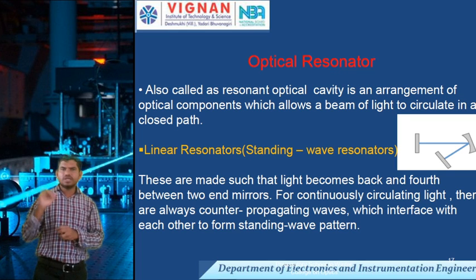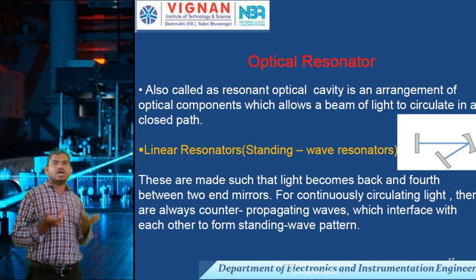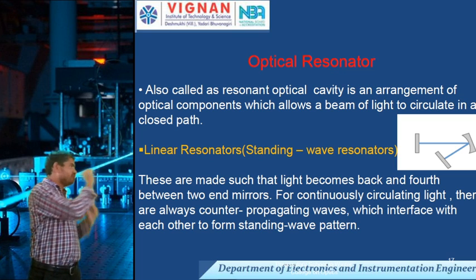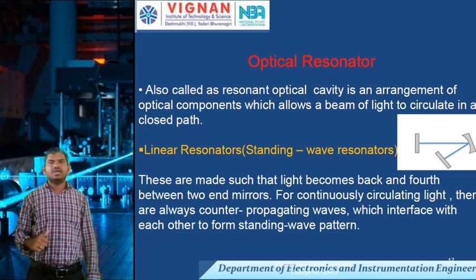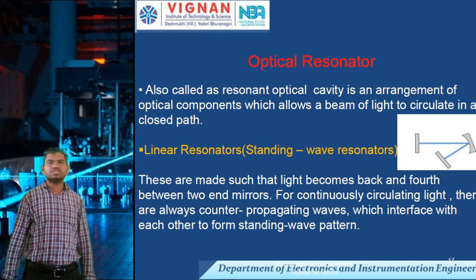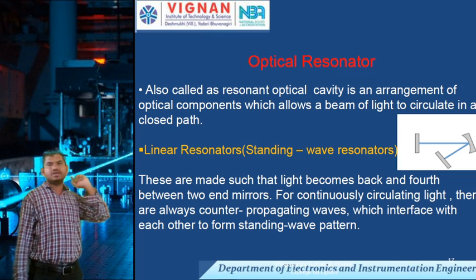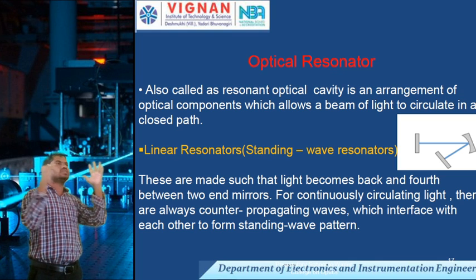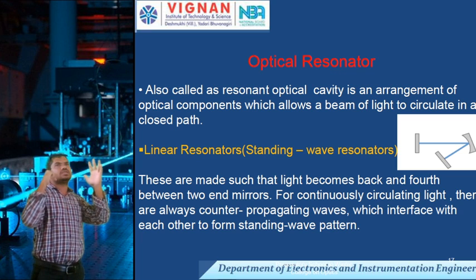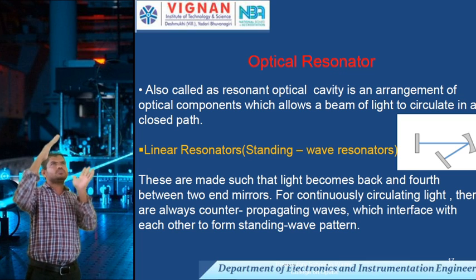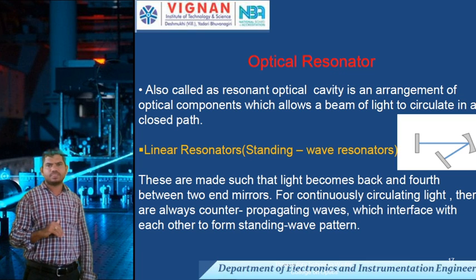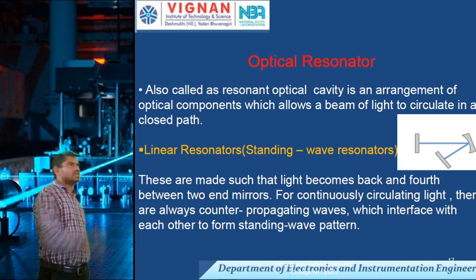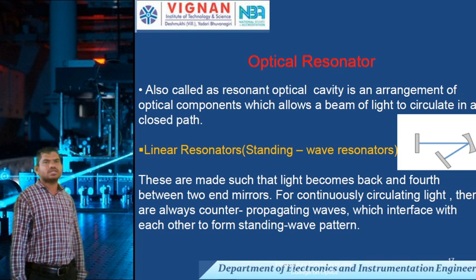What is a resonator? It is also called a resonant optical cavity. An optical cavity is an arrangement of optical components which allows a beam of light to circulate in a closed path, from one end to the other end. At each end, there are reflecting mirrors. In optical resonators there are two types: linear resonator and circular resonator.